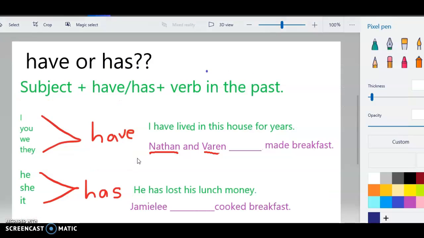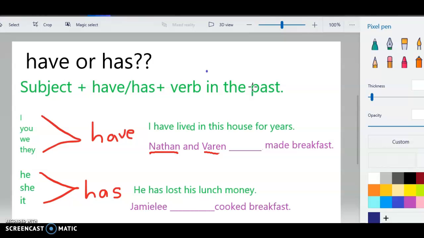So let's look at how we're going to be using it. Are we going to use have or has? Which form should we use and when should we use it? Well, let's take a look at the formula. We will use the subject, which would be I, you, we, they, he, she, it, plus the form of have or has plus our verb in the past, which means the past tense of the verb. This could be the past tense or the past participle tense. Today we're going to be using the past tense.